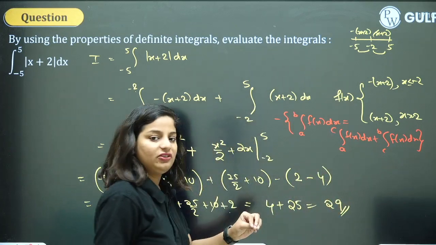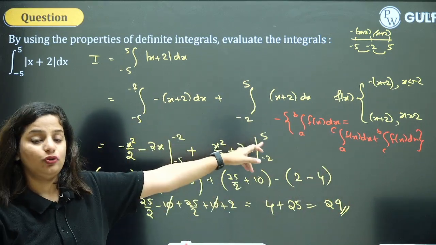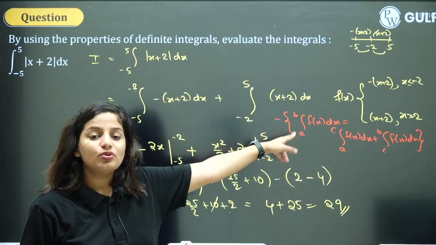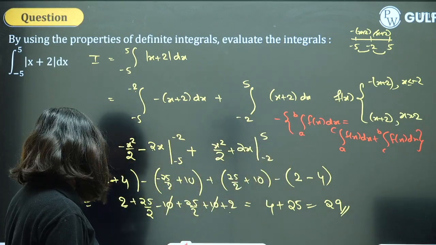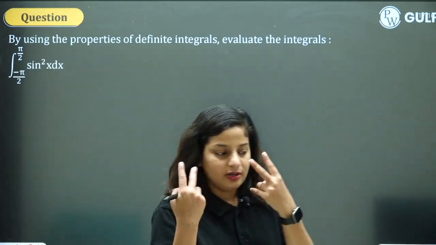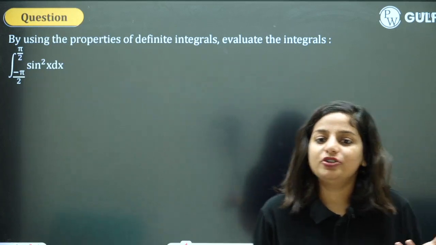Don't just write P2. Write the entire property. If you don't write the property, you lose the marks. Very important. Next question. Look, you'll find out. Which property?